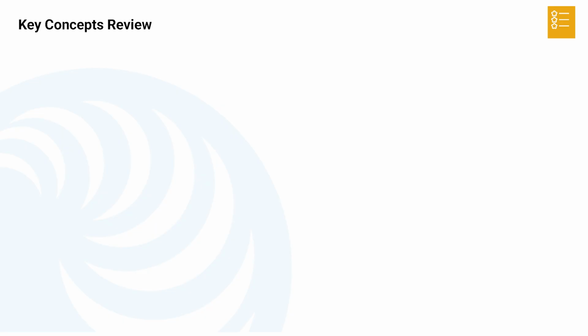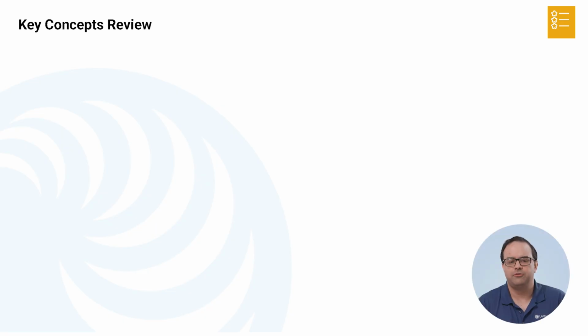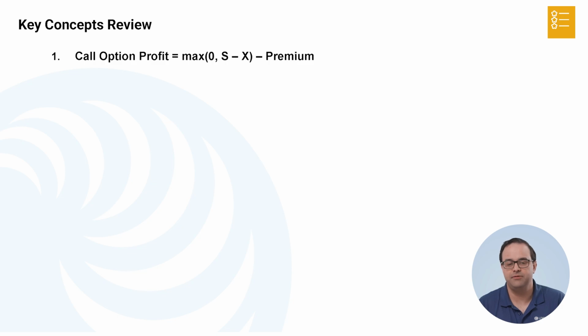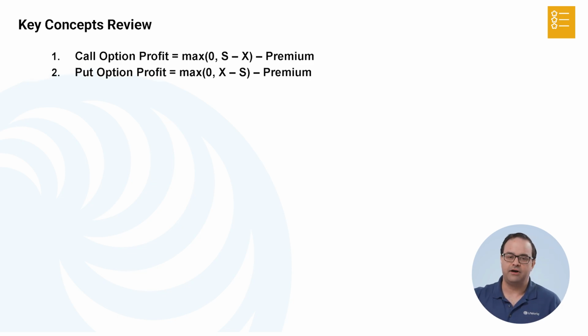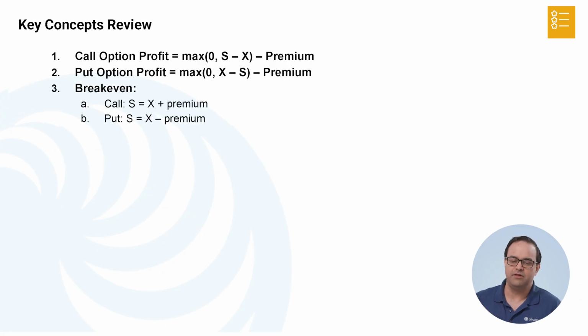So now we'll just take a review of some of the key concepts. The call option profit is either zero or the difference between the underlying security's price and the strike, less the premium paid. A put option is the opposite profile, betting on the price of the security to fall below the exercise price. Max profit is either zero or the difference between the exercise price and the price of the underlying, less the premium paid. For a call, the break-even is going to be the strike plus the premium. For a put, the break-even is going to be the strike less the premium.